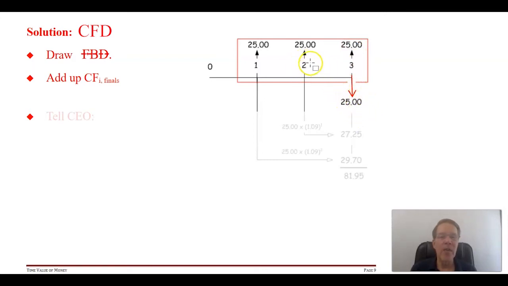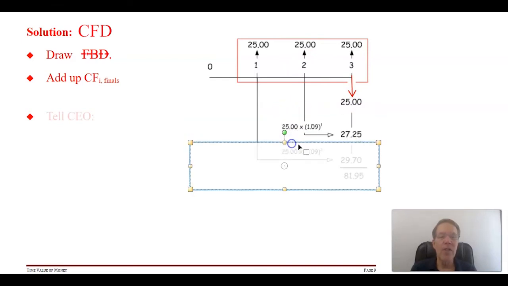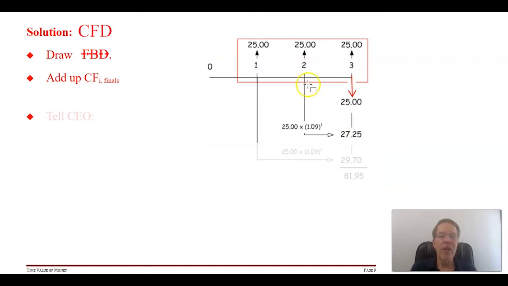Now let's look at this one, number 2 here. What's happening with this one is it's going to have 1 year to grow, okay? So we put it in at end of year 2, it grows by 9%, and you'll recognize this as the future value formula, the first formula we ever got in time value of money, right? Just this 25 million growing by 9% grows to 27.25 million.